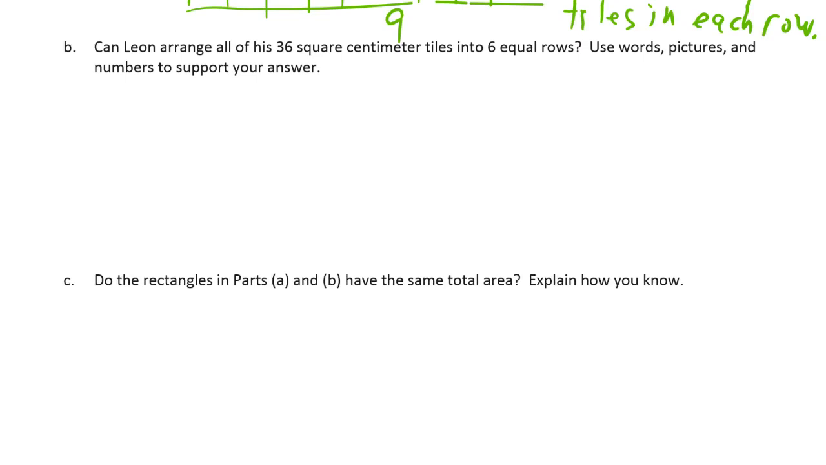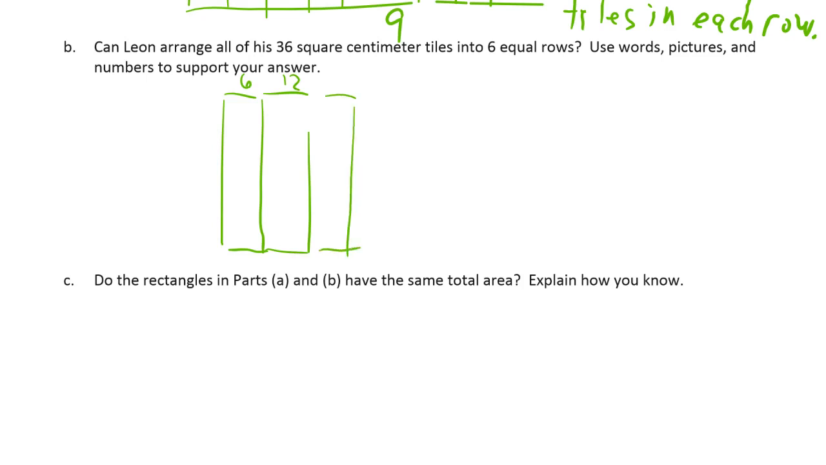Can Leon arrange all of his 36 square centimeter tiles into 6 equal rows? Use words, pictures, and numbers to support your answer. So if we have 6 equal rows, if this is a row of 6, there's going to be 6 in each column, right? If there's 6 rows, that's going to be 12 tiles, and that's going to be 18 tiles, right? Because we have 6 rows, 1, 2, 3, 4, 5, 6.